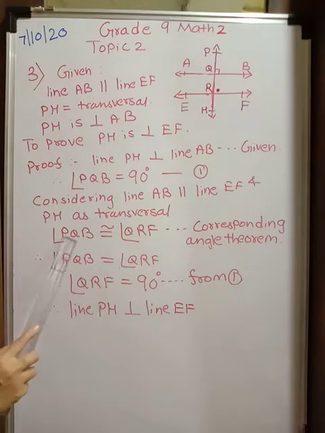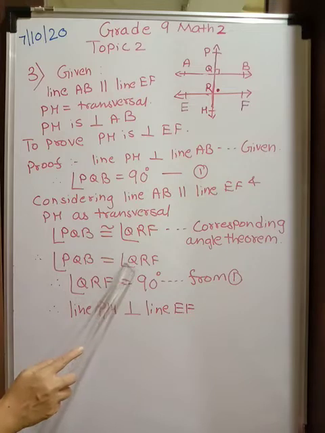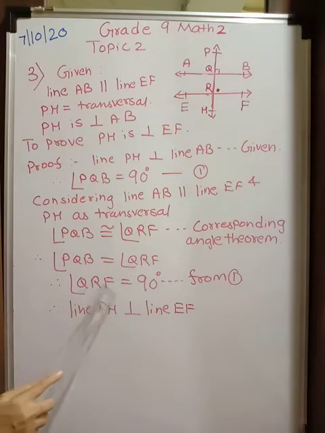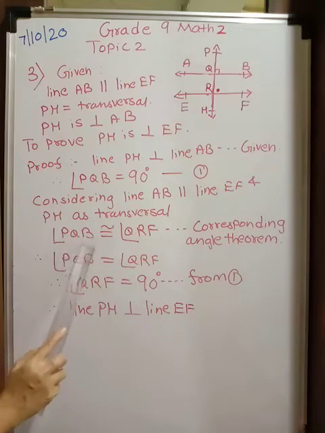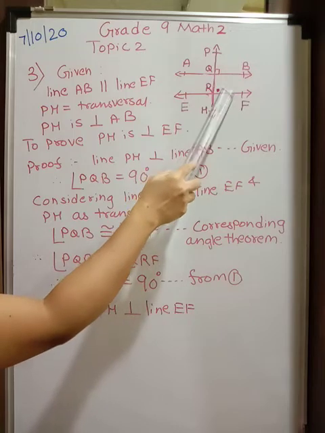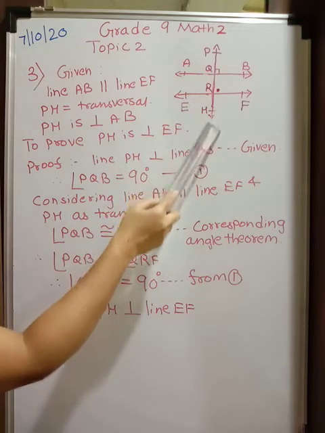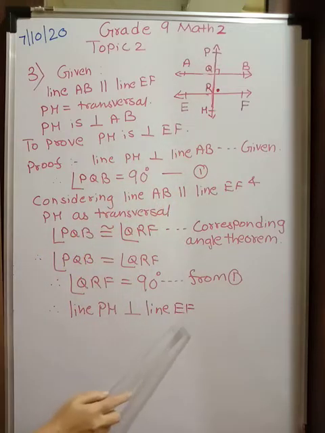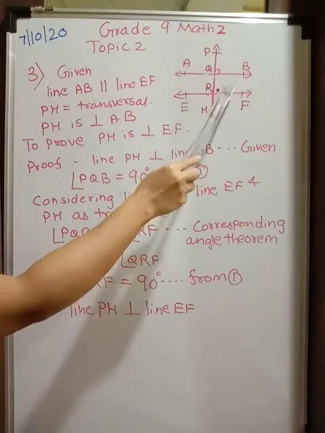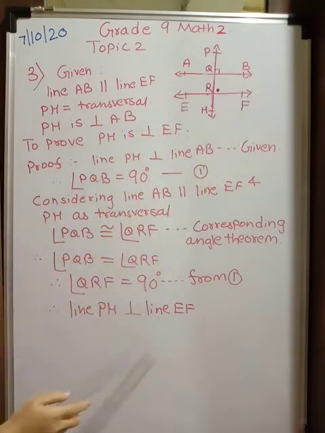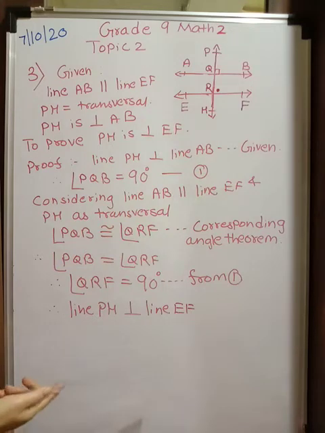Equal means what? The measure of PQB will be the same as the measure of angle QRF. Therefore QRF will be 90 because PQB already is 90. Now once we got QRF as 90 degrees, that means PH is perpendicular to EF also. This is the sign of perpendicular. It is making a 90-degree angle. Therefore automatically PH will be perpendicular to EF. Thus proved. That is what we had to prove.